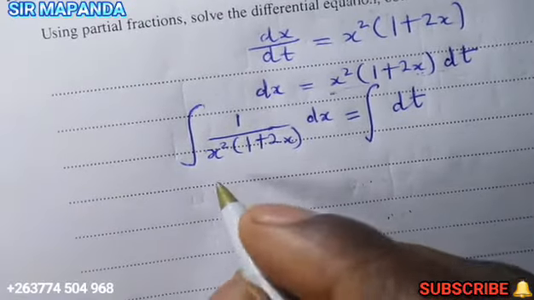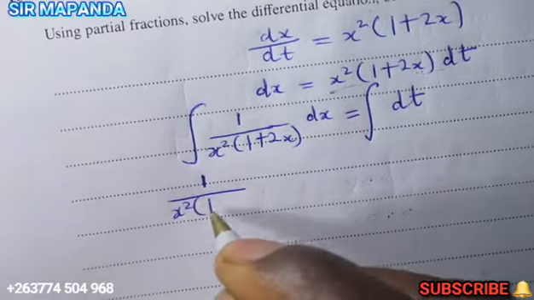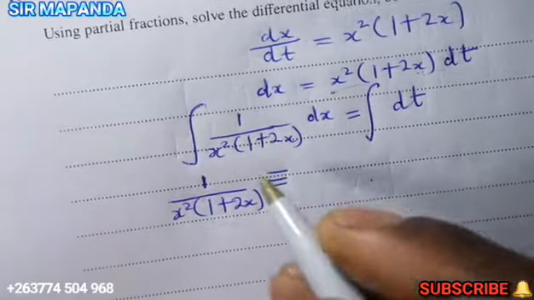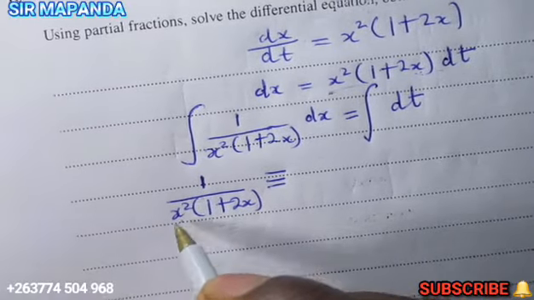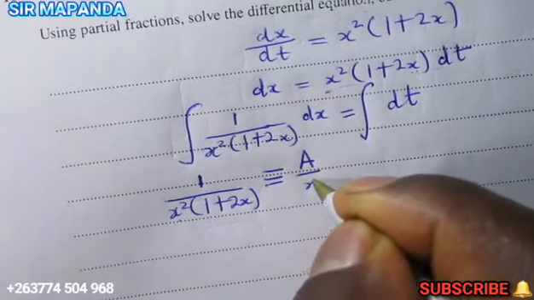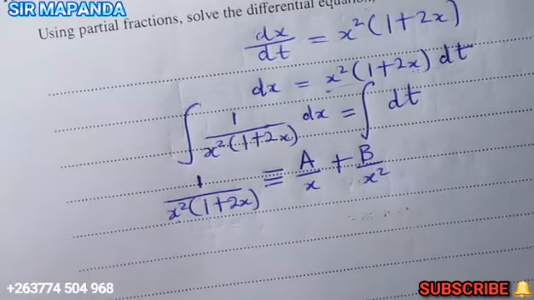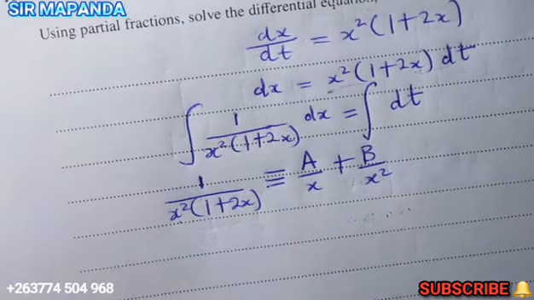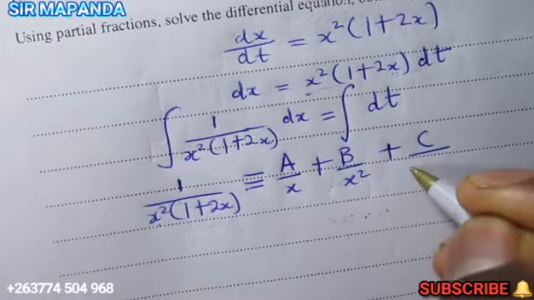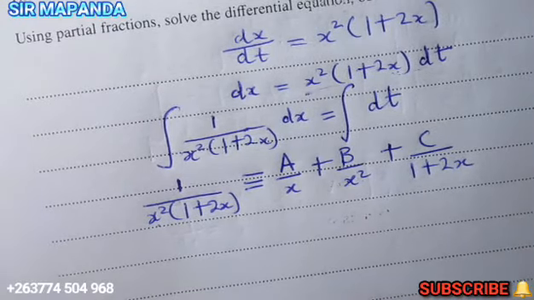How do you make use of partial fractions? Right, we have 1 over x squared, right? 1 plus 2x, right, is identical to, x squared can be represented by a repeated factor. So you can write this as A over x plus B over x squared, something like this. Then 1 plus 2x is a linear factor. So C over 1 plus 2x. I hope you are following, right?